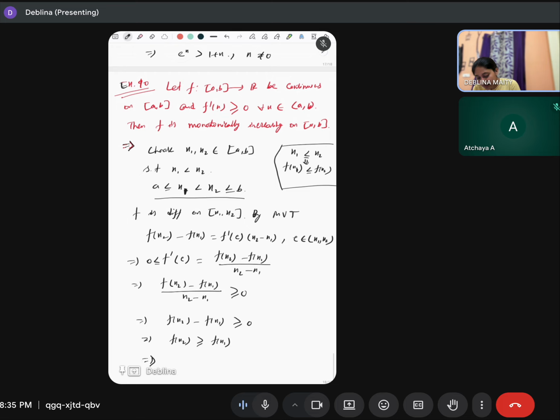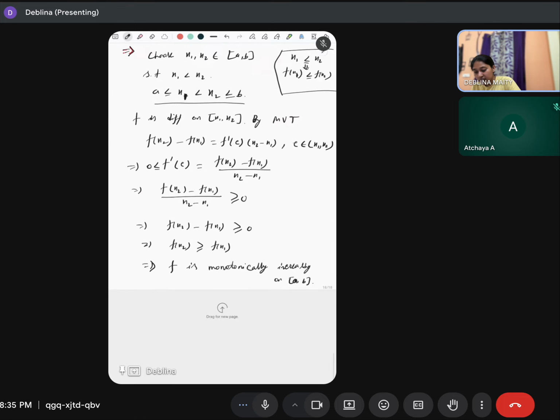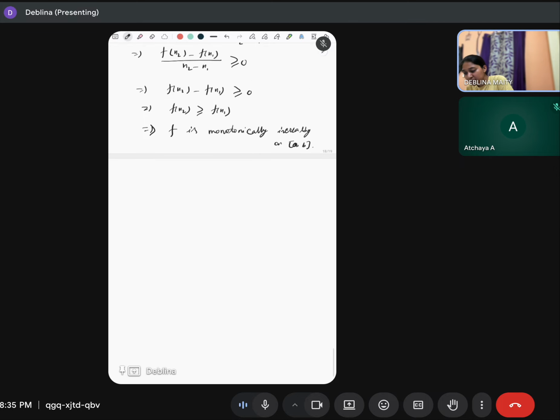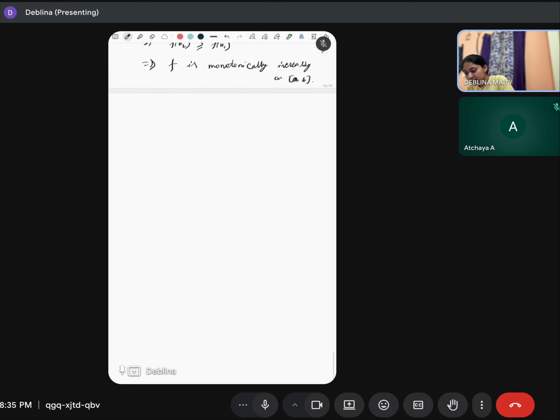So this implies f is monotonically increasing on the closed interval [a,b], right? Okay, now let's solve the last problem of this session.